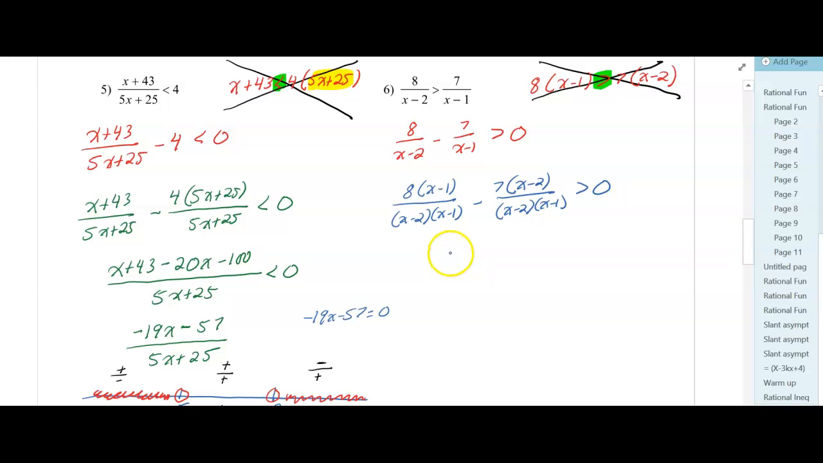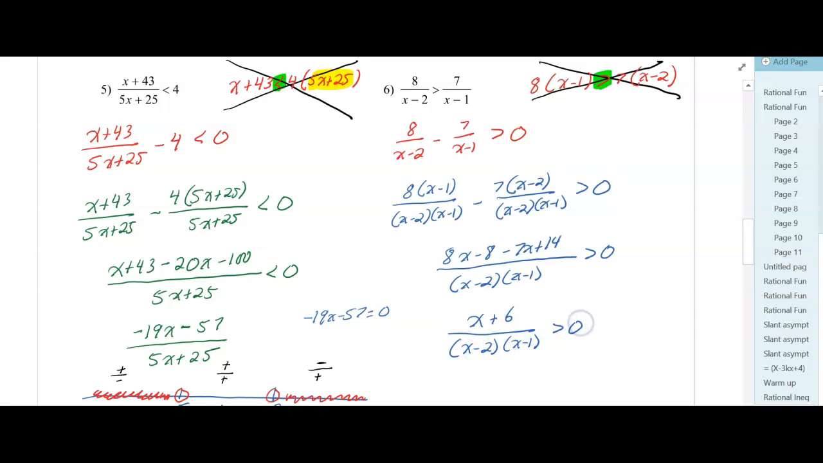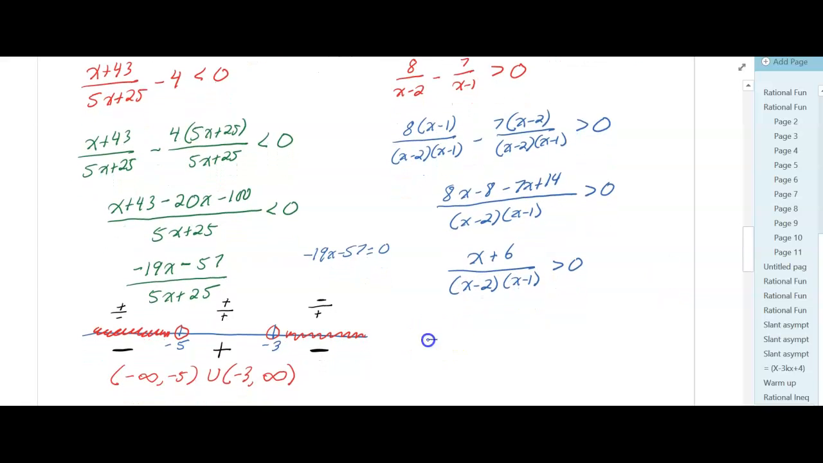Then make sure you distribute properly. So 8x minus 8 minus 7x plus 14 over that denominator. It's strictly greater than 0. Combining like terms, you get x plus 6 over x minus 2, x minus 1. And again, we're going to use the number line approach. So we have negative 6, we have positive 1, we have positive 2.